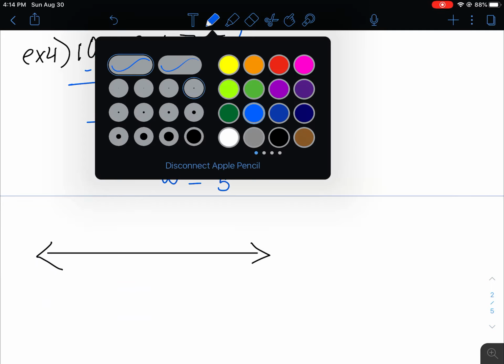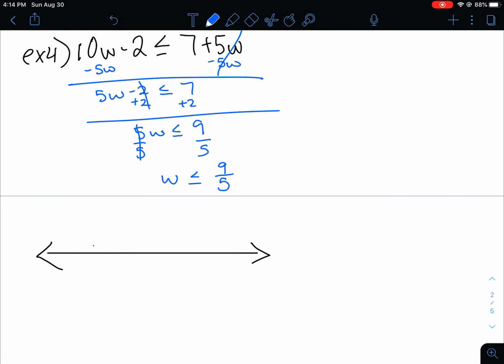So that it's easier for me to graph this, I am going to do this. This is going to be 9/5, this will be 8/5, and this will be 10/5, or if you want to write 2, that's fine as well. So this is going to be a closed circle, and the reason for that is because we have the equal to sign, and it says it is less than or equal to, so we are shading to the left-hand side here.